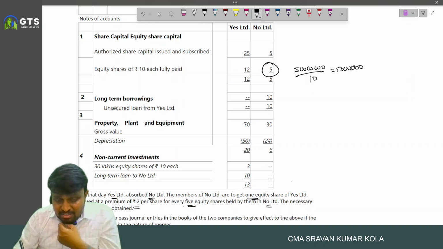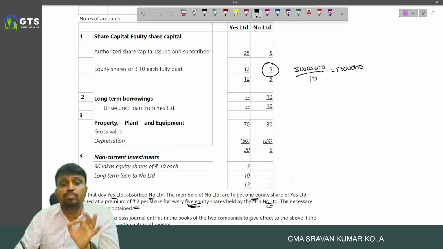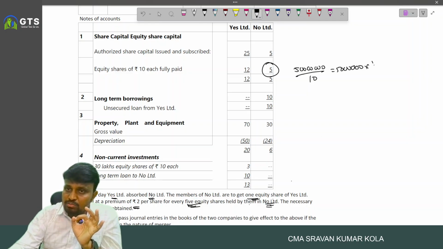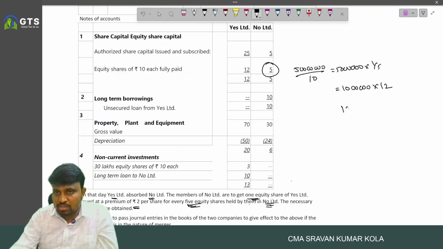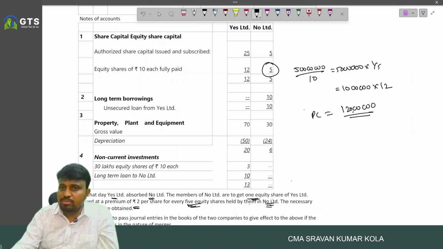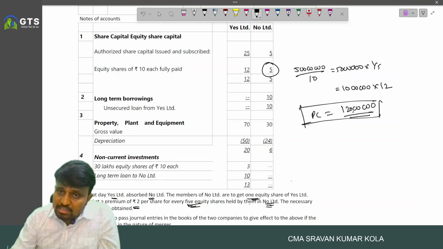What is the PC here? For every 5 equity shares held by them in No Limited, they are getting one equity share, each with a 2 rupee premium. So into 1 by 5, nothing but 10 lakhs into 12, nominal value 10, premium 2. So 1 crore 20 lakhs. So this is about what? PC. 1 crore 20 lakh is the PC.